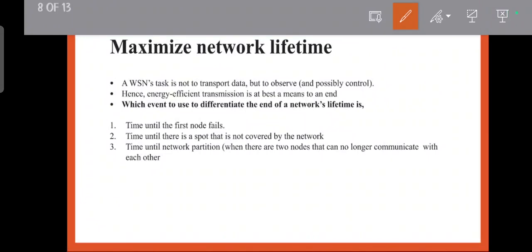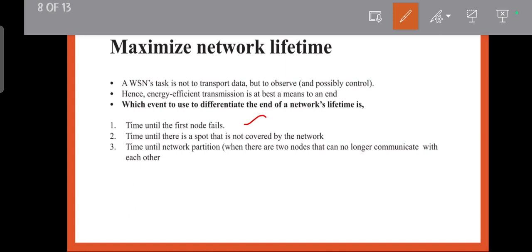The next algorithm is maximize network lifetime. The network should be able to fulfill its duty for as long as possible. This is the exact meaning of network lifetime. We consider the network lifetime to have come to an end based on these 3 points. One is the time until the first node fails.